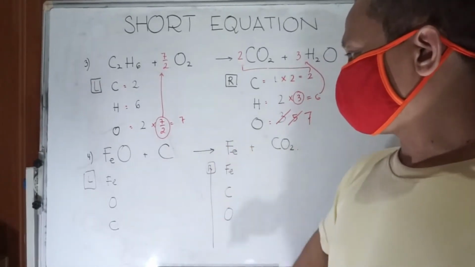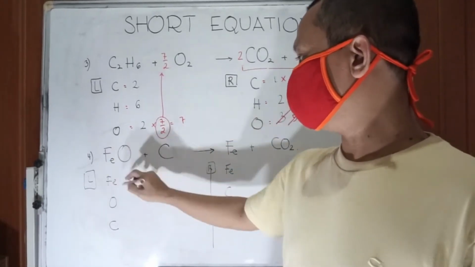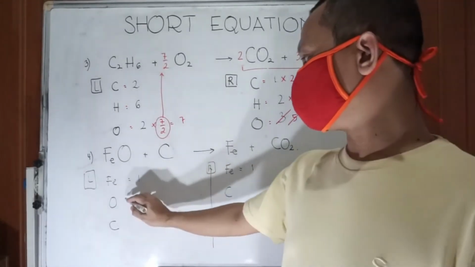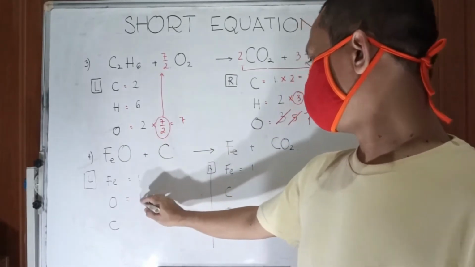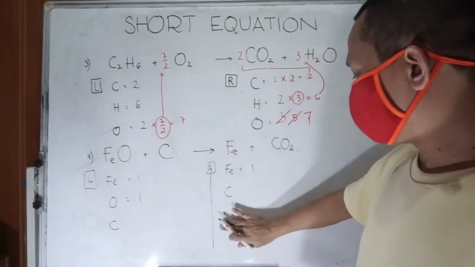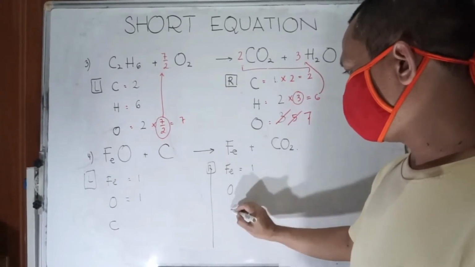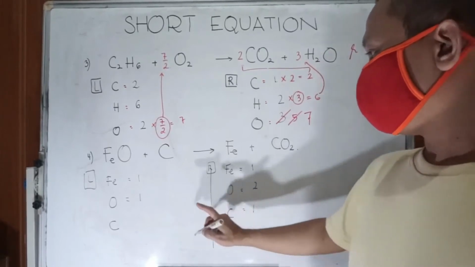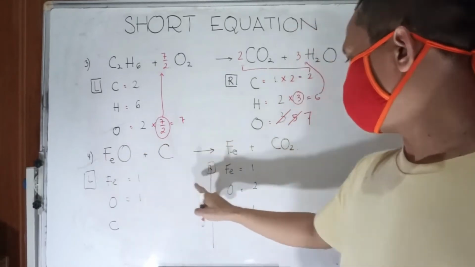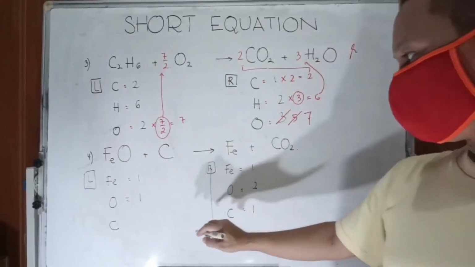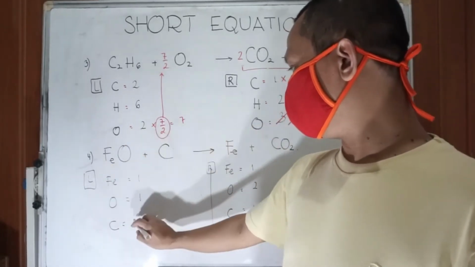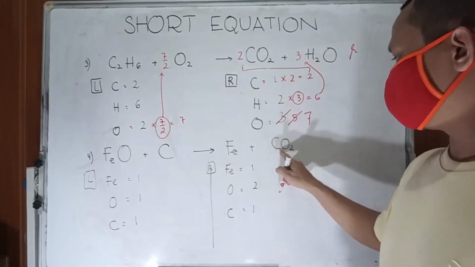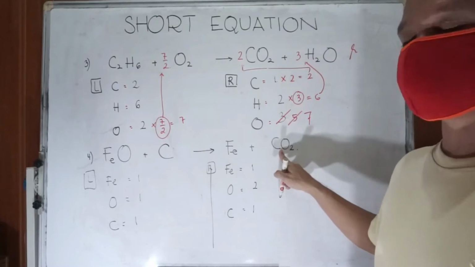Next, for the left side, iron is 1. The right side is 1. Oxygen for the left side is 1. Okay, sorry, we're going to change the composition. There is O and carbon. O is 2, carbon is 1. For the left side, oxygen is 1. For the right side, oxygen is 2. Carbon for the left side is only 1. For the right side, 1 times 1 is 1. You understand? 1 times 1. So if there is no subscript, it means 1.